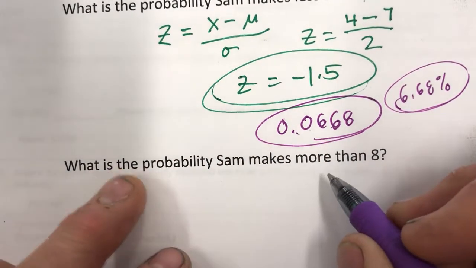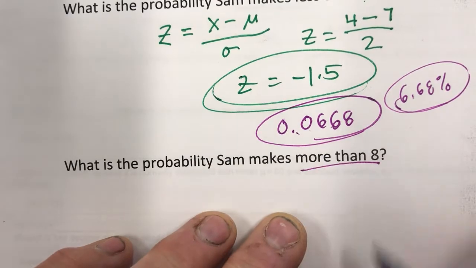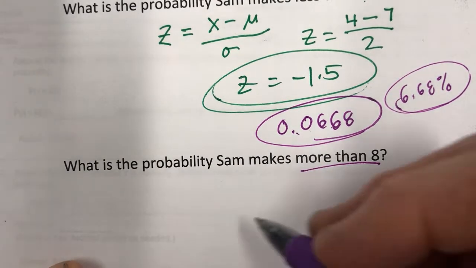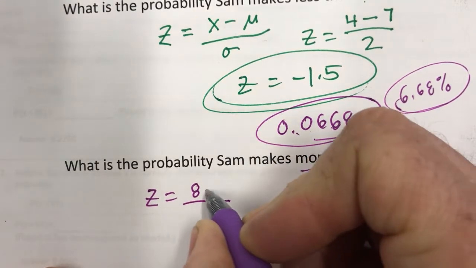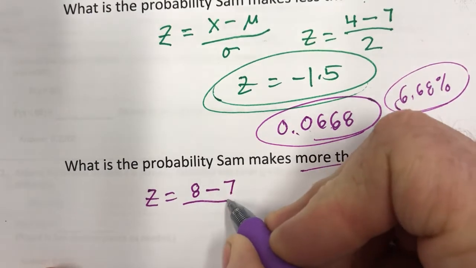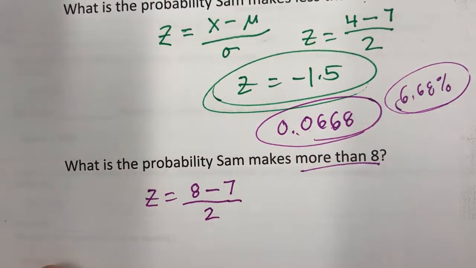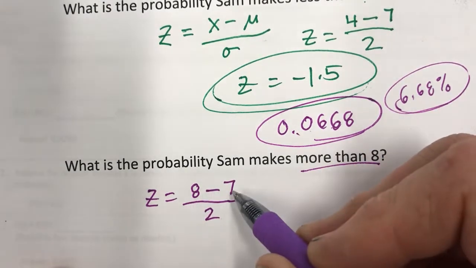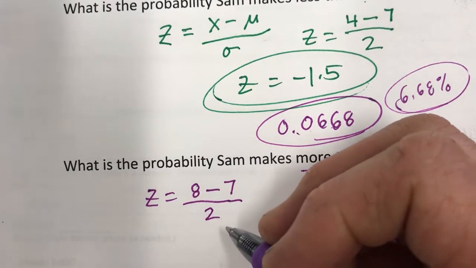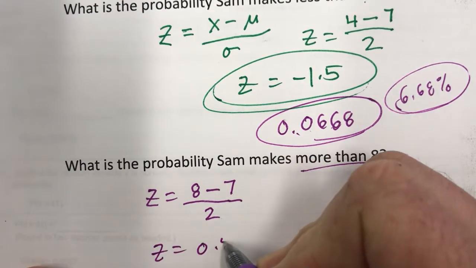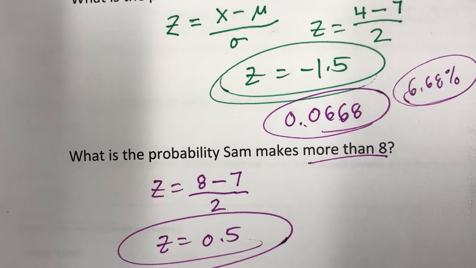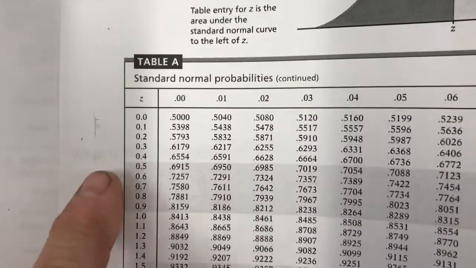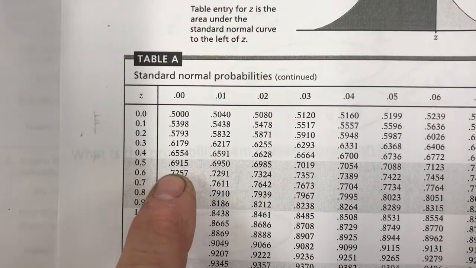But now it's asking, what's the probability that Sam makes more than 8? Okay. So I have to find my z-score. So z equals, this time my x is 8, minus my mean, which we said was 7, divided by the standard deviation, which we said was 2. So I punch this in the calculator. 8 minus 7 would be 1. 1 divided by 2 is 1/2. So that's 0.5. There's my z-score. Okay, so I look that up on the table. 0.5 is right there, 0.6915.